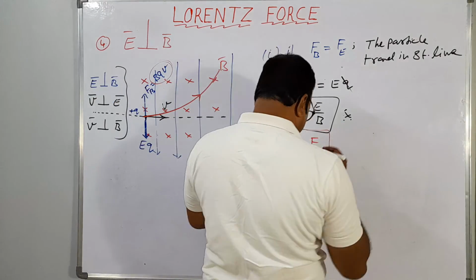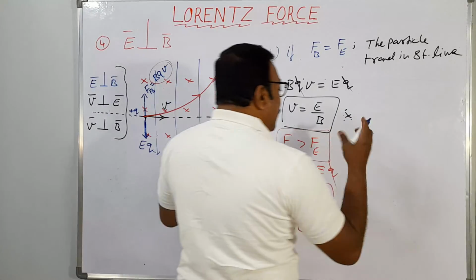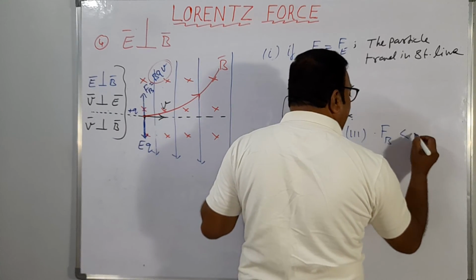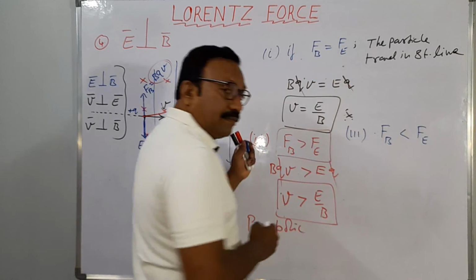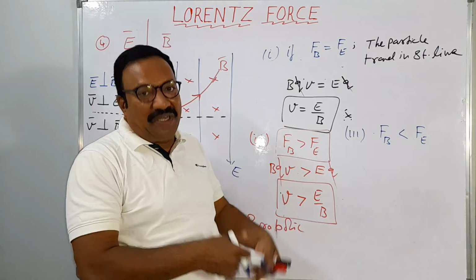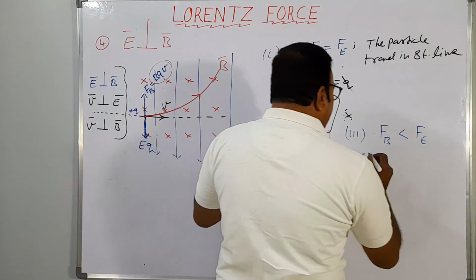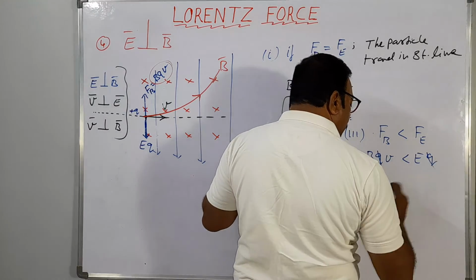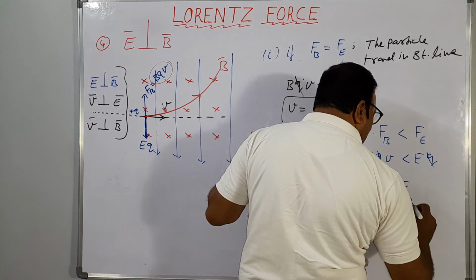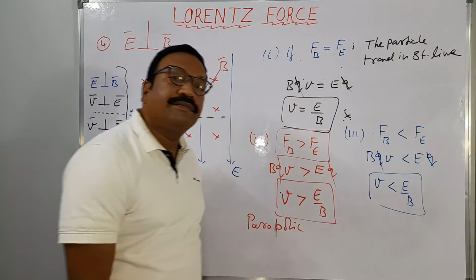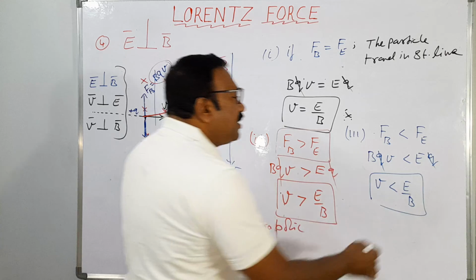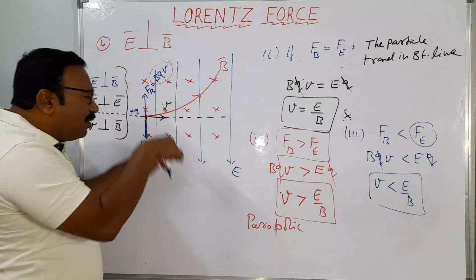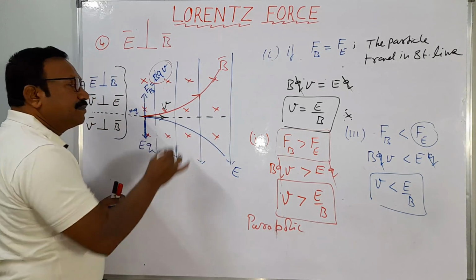Next, third case: FB less than FE. FB less than FE means the electric field is dominating, no doubt. So BQV is less than EQ, therefore velocity is less than E by B. So who is dominating now? The electric field is dominating because it is exerting greater force. So the particle will be going downwards in a parabolic path like this.